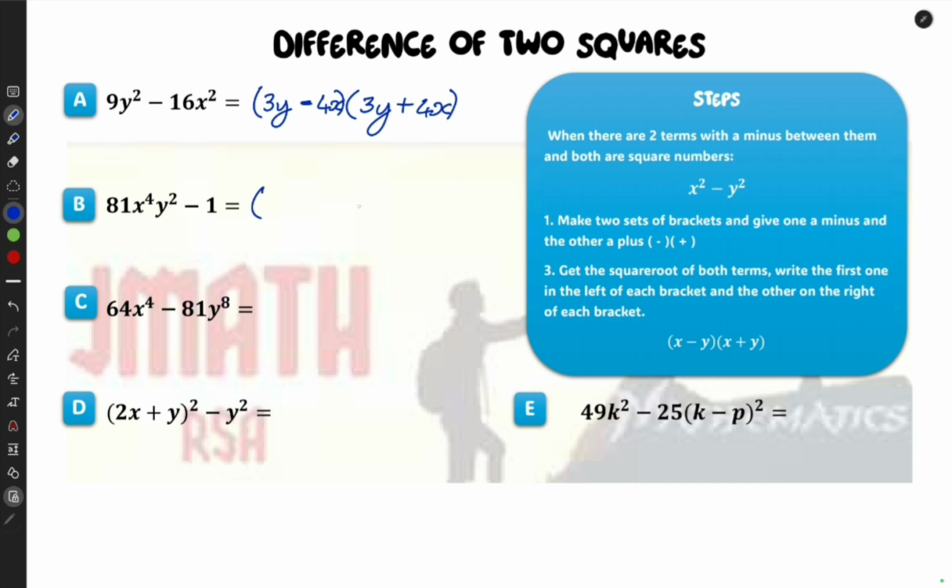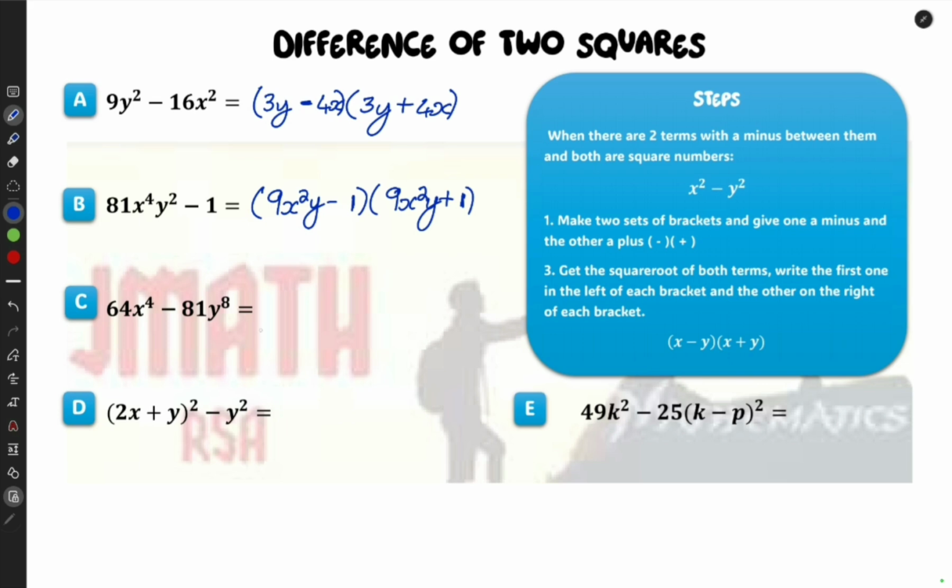Question B. Okay, so bracket with a minus, bracket with a plus. This one's easy. I know this is just 1 and 1. Then I need to see what times what gives me 81x to the power 4 y squared. This would be 9x squared y. There we go. That is my final answer. Just a side note, if this y had an even exponent, I would have to do difference of squares again in that bracket. But it doesn't, so I can stop there.